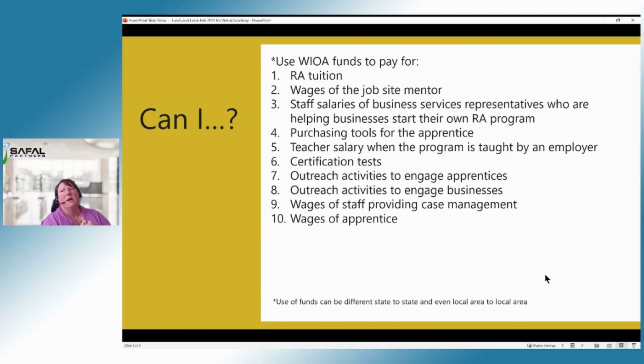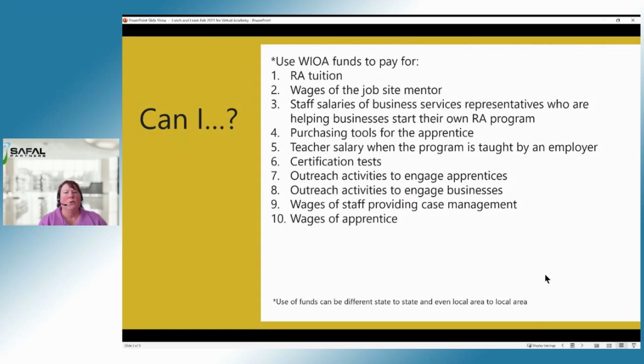And yes, if you look at the, oh gosh, I wish I had the number for the TEGL, you guys. I can get that. There is a TEGL that deals with everything that WIOA can pay for under registered apprenticeship. And it's also in the playbook for registered apprenticeship. If you guys don't have that playbook, go Google that right now.